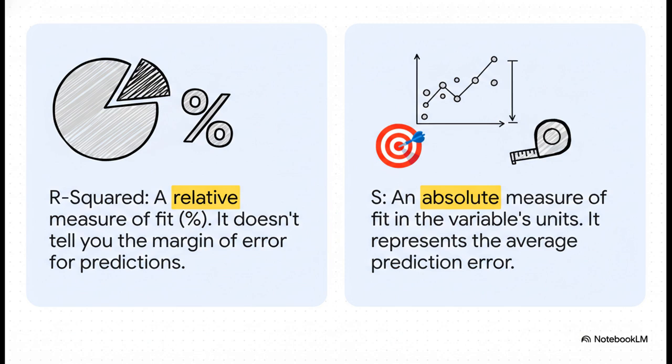It tells you the typical distance between the real data points and your prediction line. So if s is 3.5% for that body fat model, it means our average guess is off by about 3.5 percentage points. That's a number you can actually sink your teeth into.